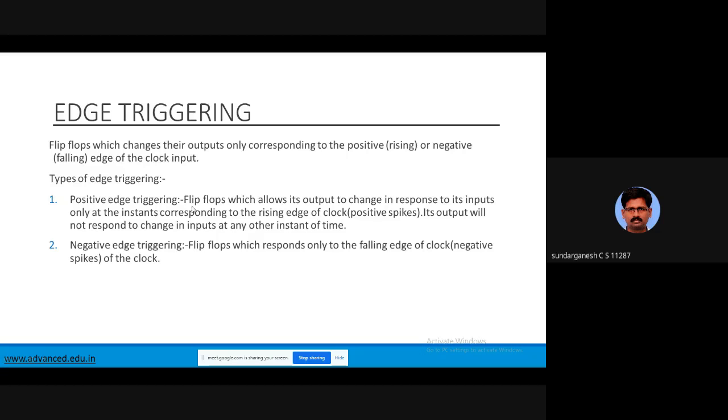So in positive edge triggering, the flip-flop allows its output to change in response to its input during the rising edge of the clock. So during the rising edge of the clock, we are calling it positive edge triggering. Similarly, if the flip-flop responds only to the falling edge of the clock, it is called negative edge triggering.